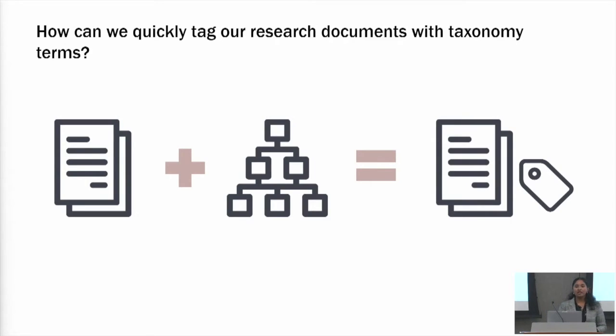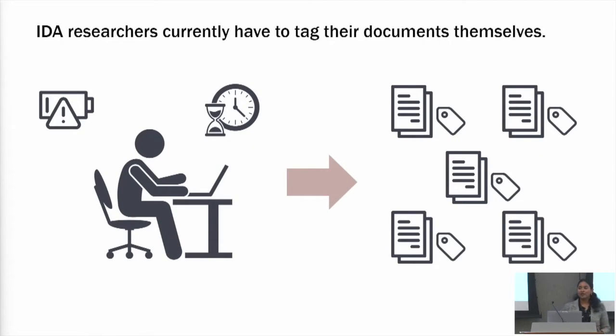So the question that we're trying to answer here is, how can we quickly tag our research documents with terms from the taxonomies in order to create what we call tagged products? Just to add some context, our researchers currently have to manually tag their documents themselves. Obviously this is a very laborious and time-intensive process, and that takes away from the researcher's job, which is to do research. And although this does create a nice tagged data set, it comes at the expense of quality.